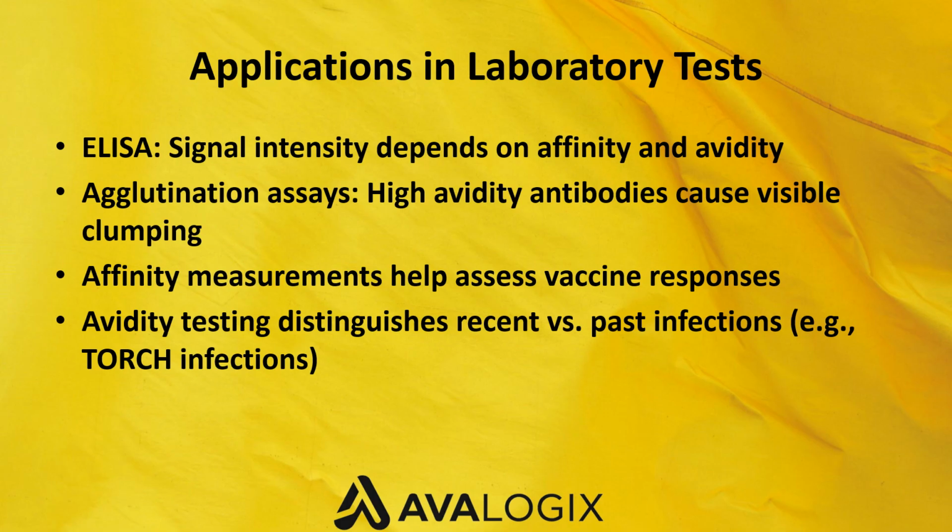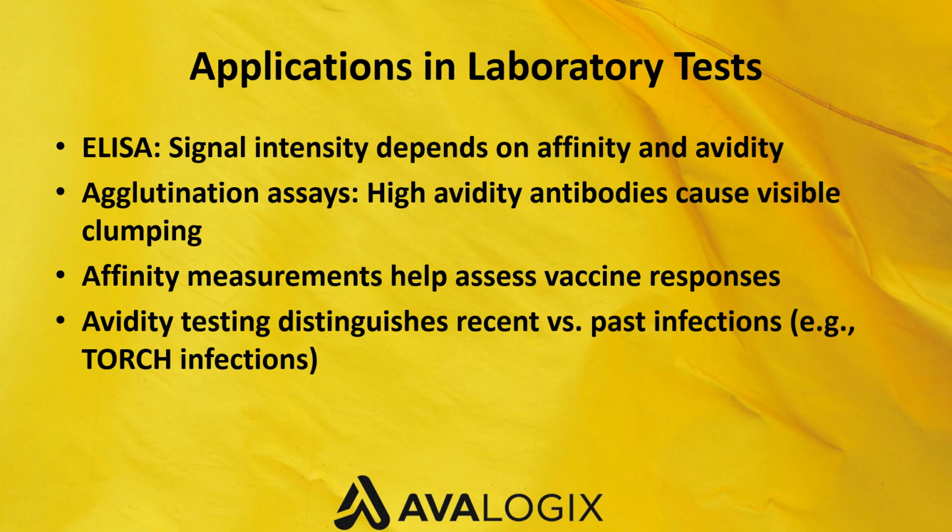Another classic example is agglutination assays, such as those used in blood typing or detecting bacterial infections. Here, the visible clumping of particles occurs when multivalent antibodies cross-link antigens. High-avidity antibodies excel in these assays because multiple simultaneous interactions create large, stable aggregates that are easy to detect visually. By contrast, antibodies with low avidity may bind individually but fail to form observable clumps.